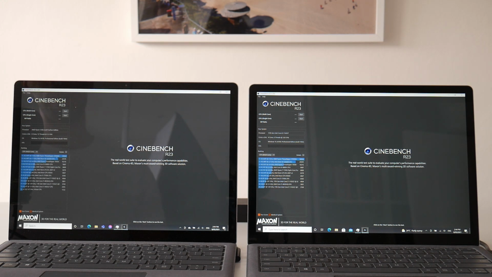So while the tests are running, I'm going to have the task manager open as well, so you can see what's happening with the CPUs while it renders these images.